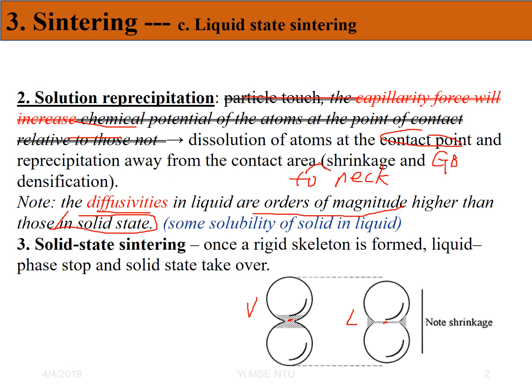Make sure your solid can move inside the liquid. Otherwise, what is sintering? Sintering is all about movement of the atoms from somewhere to another place, right? So in order for movement to happen faster, you have to make sure the diffusivity is also faster. The last step is the solid state sintering. Once a rigid skeleton is formed, the liquid is not there anymore, so the solid state sintering takes over.